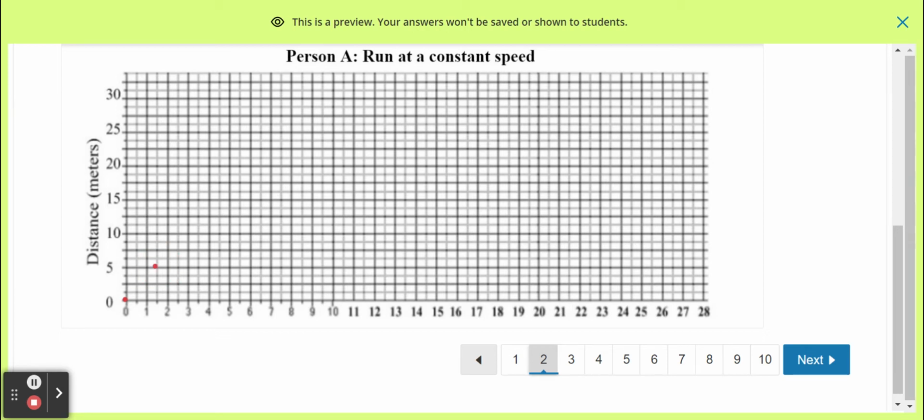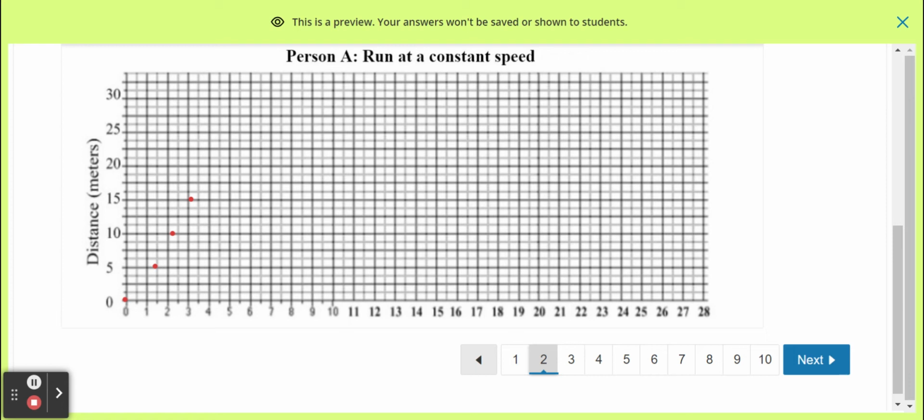And then I'm going to look at my data table, and I'm going to say at 10 meters, he was 2.3 seconds. So I'm going to go over to 2. Here's 2.5, so 2.3 would be right in between, and I'm going to go up to 10 and put my dot. And then I'm going to go back to my data table, and I'm looking at 15 meters. His time was 3.2. So 3.2 would be right on the other side. I'm going to go up to 15, put my dot.